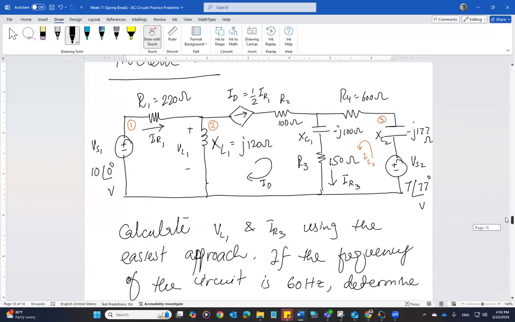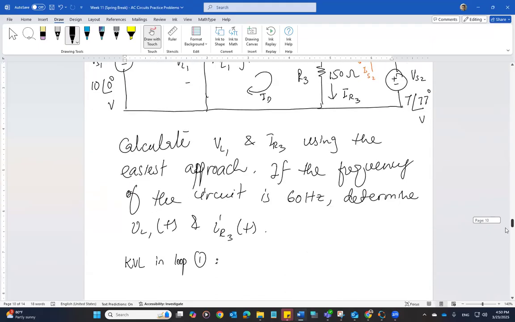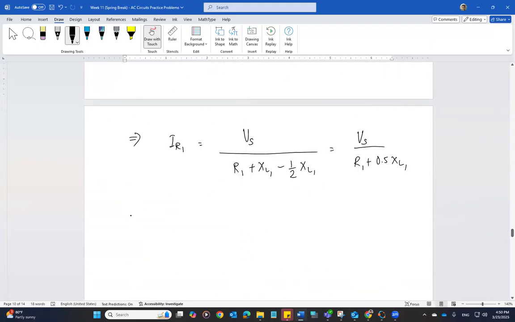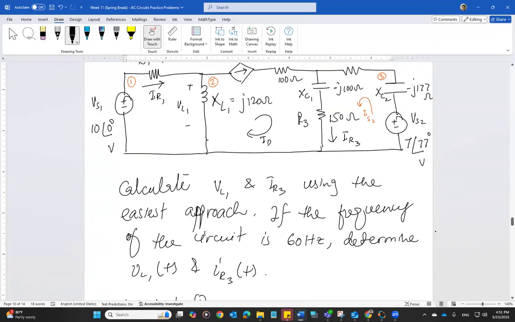Okay, once I find IR1, I still need to find, of course, IS2 in order to find IR3. So let's write down the KVL equation for loop 3. Keep some space so that when I calculate IR1, I can write it down. KVL in loop 3: my source is VS2.